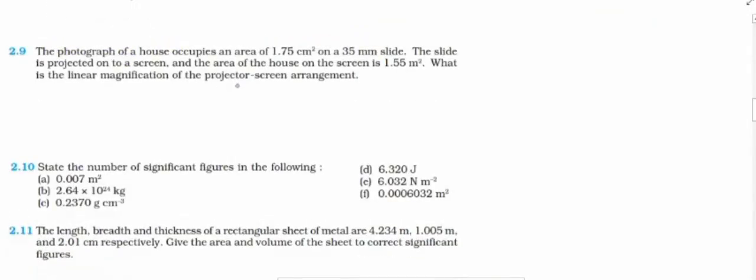Now, next, a photograph of a house occupies an area 1.75 centimeters square on a 35 mm slide. The slide is projected on a screen and the area of the house on the screen is 1.55 meters square. What is the linear magnification of the projector on the arrangement?